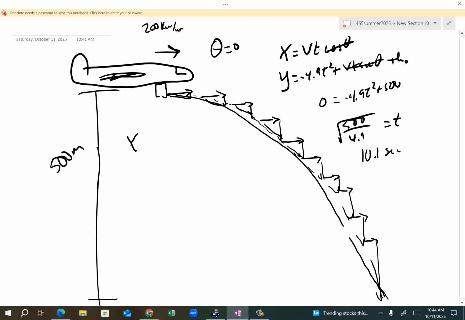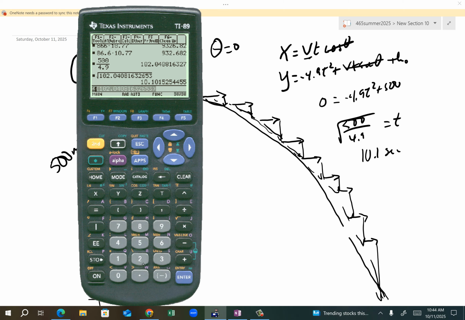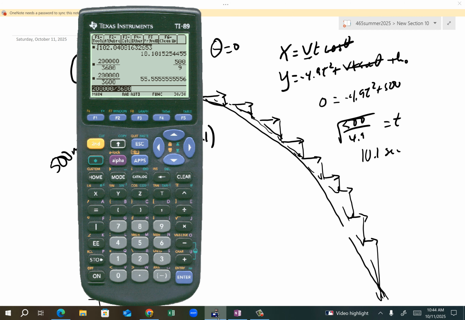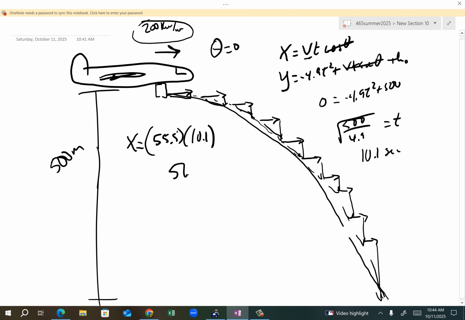How far does it fly? Well, literally, it is what you think it is, except this needs to be in meters. So meters per second. So that's 200,000 divided by 3,600. And so you get 55 meters a second times 10.1. It's going to fly 561 meters downfield before it hits the ground.